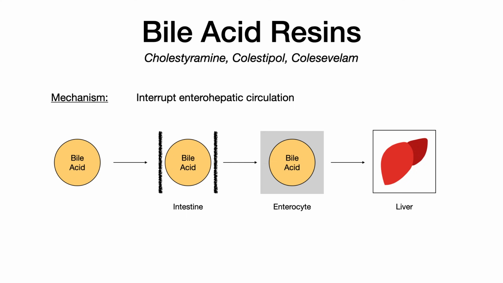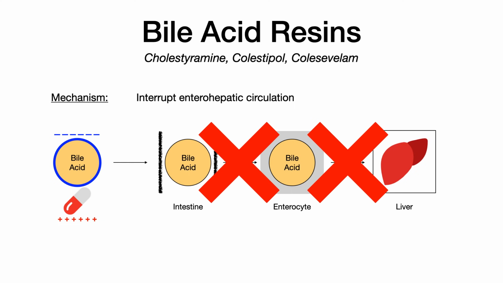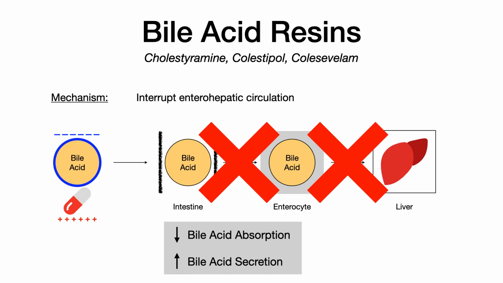But what happens when we introduce a bile acid resin? Well, the substance within this drug is positively charged, but bile acids themselves, shown in blue, are negatively charged. And you get the creation of this complex where it's positive charge on one side, negative charge on the other, and because of that, it's impossible for the enterocyte to take back up the bile acids. So you're effectively knocking out enterohepatic circulation. So another way of phrasing this would be that you decrease bile acid absorption since it can't be taken back up, and you increase bile acid secretion because if it's not reabsorbed, it's excreted.